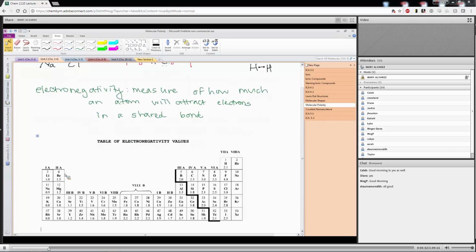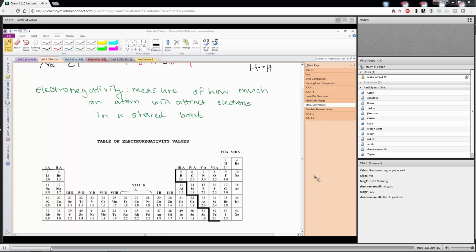Here's one of my lecture notes. I will give this to you on the exam. You do not have to memorize electronegativity values. Thank you, Meg. Meg says it's on page 120, so it's pretty close. You do not have to memorize these. Never will you ever have to memorize these. I'll give it to you on the test, so you'll have it there.